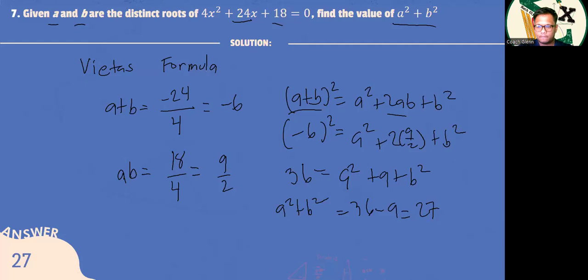Teacher, what is Vieta's formula? Vieta's formula is a shortcut that we can use to get the sum and the product of the roots. Okay, the sum of the roots is given as negative B over A, where B is the numerical coefficient. Let's make it AX squared plus BX plus C. So based on Vieta's formula, the sum of the roots is just negative B over A. So that's negative 24 over 4. And then the product is C over A, so we have 18 over 4. Okay, any other questions?